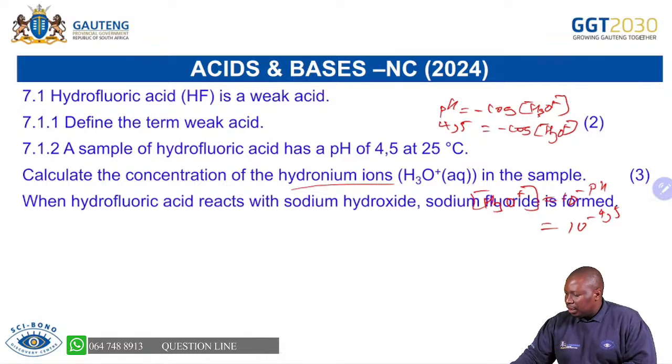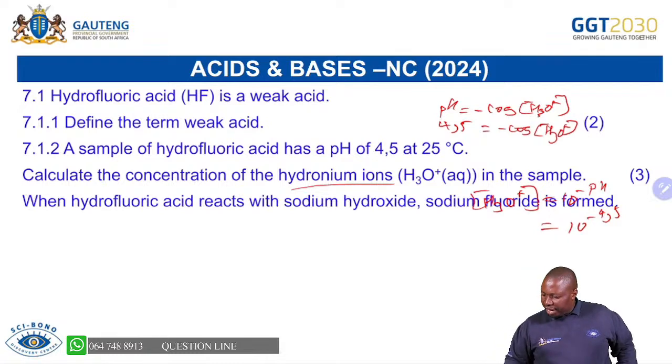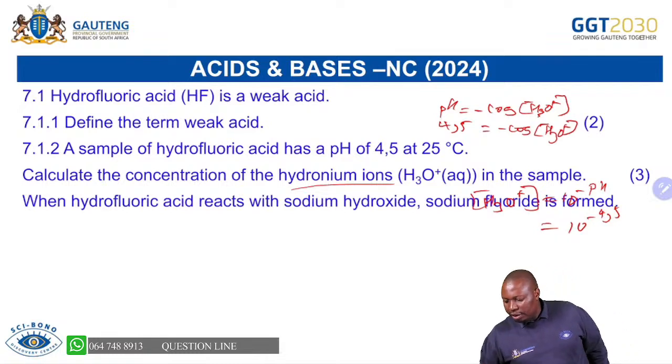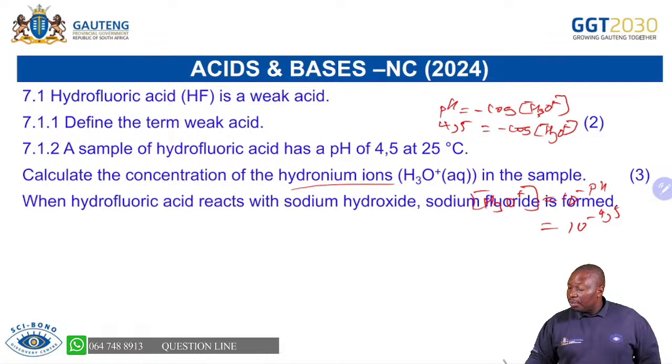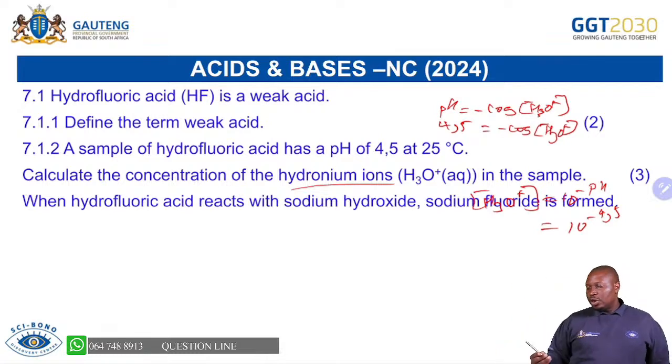And then if I use my calculator, you are able to say, okay, it's 10 to the power of minus 4.5. You just do it like that, and then you get your answer, and it's 3.16 times 10 to the power of minus 5, I think, and then you are able to write your answer.